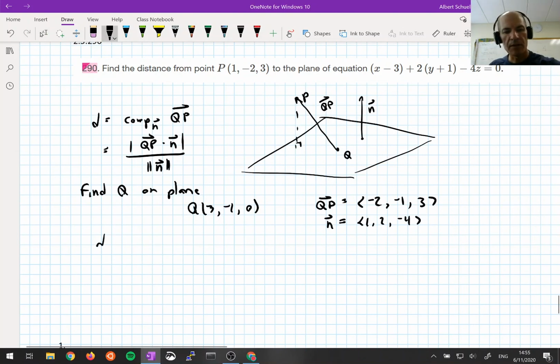Let's compute the dot product and similarly the distance. The dot product is -2 plus -2 plus -12.